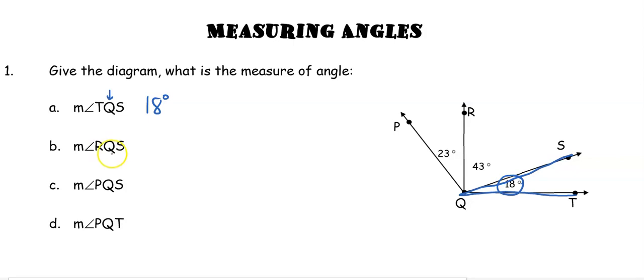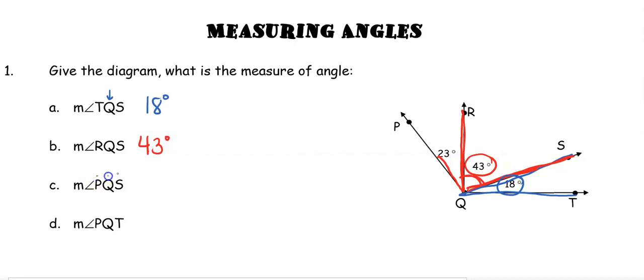Our next one, RQS. I'm going to follow those letters in that exact order. So I start at R, and then I go to Q, and then I go to, oops, not that way, RQS, which means I'm talking about this angle right here, which is 43 degrees.